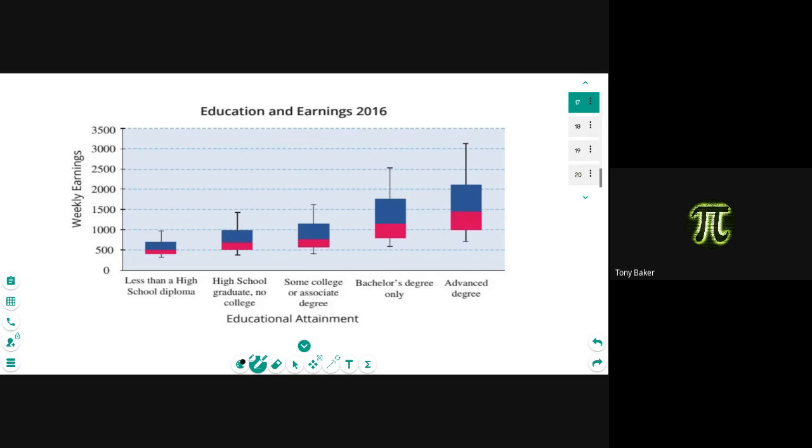The other place you'll see box and whisker plots used quite often is in stocks. They'll look at the range of values and how much it actually changed during that day, and you can see that spread out. You will see it there as well.